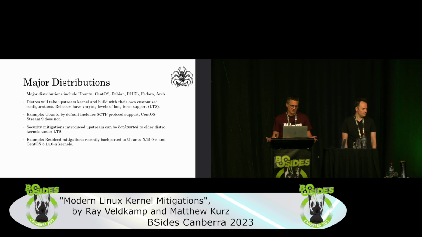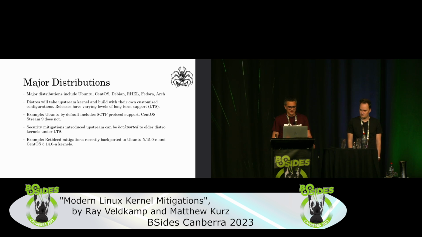An example of a security mitigation being backported was Retbleed, which was last year. I'll talk a bit more about that later. But these Retbleed mitigations were backported to Ubuntu's 5.15 and CentOS's 5.14 kernels last year.